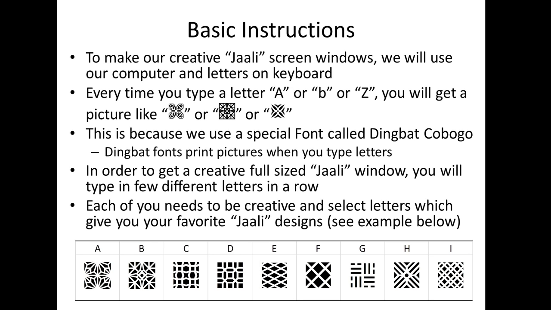Now to get a full-size Jaali window, you will have to type a few different letters in a row, not just one letter. By typing many letters, it comes out looking a little bit larger and it'll come out looking fun. Now you have to be very creative and select the letters which give you your favorite Jaali design. So for example, if you want a picture that looks like that, you have to choose letter A. If you like something that looks like this, you have to pick letter G. So start thinking about what pictures you want to have appear on your Jaali art.